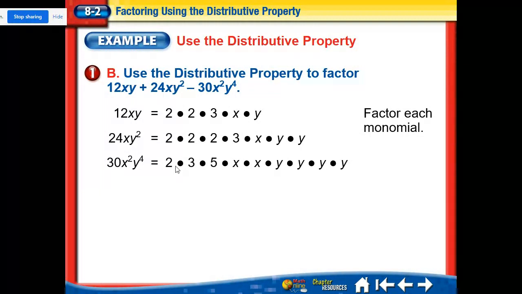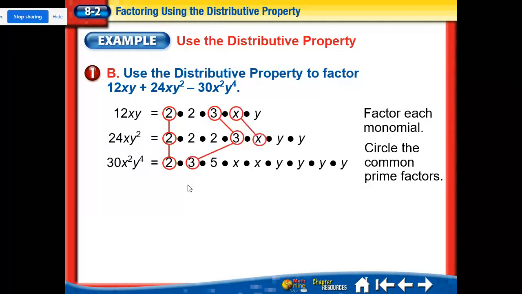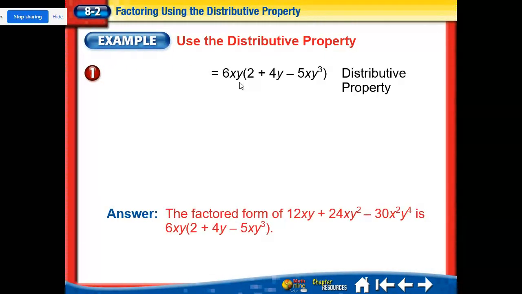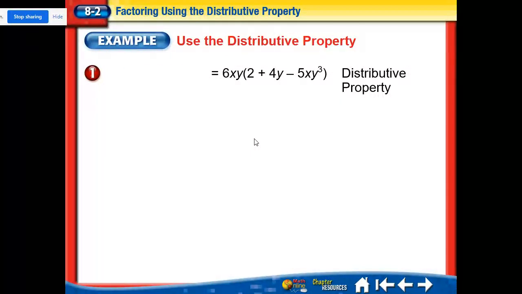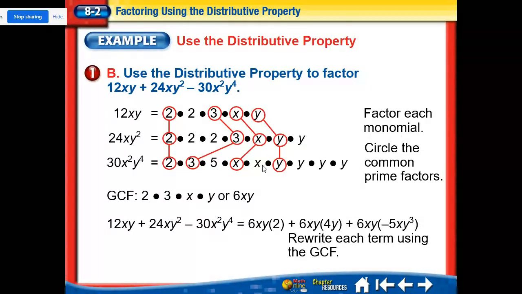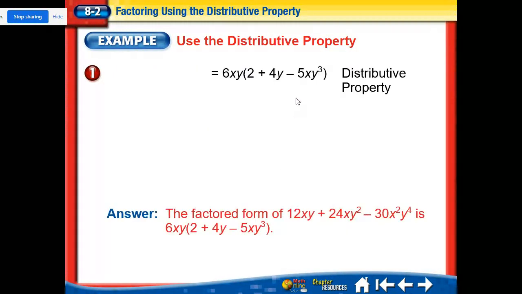But again, we can write it all out if that helps. Find out what's in common. The 2s, we got some 3s, an x, and a y. And what's left over is going to go inside the parentheses. There's 3 terms here, so there should be 3 terms in the parentheses. So 2 is left over, and then 2 times 2 times y, which is 4y, and then 5xy cubed, negative 4, and the 2.